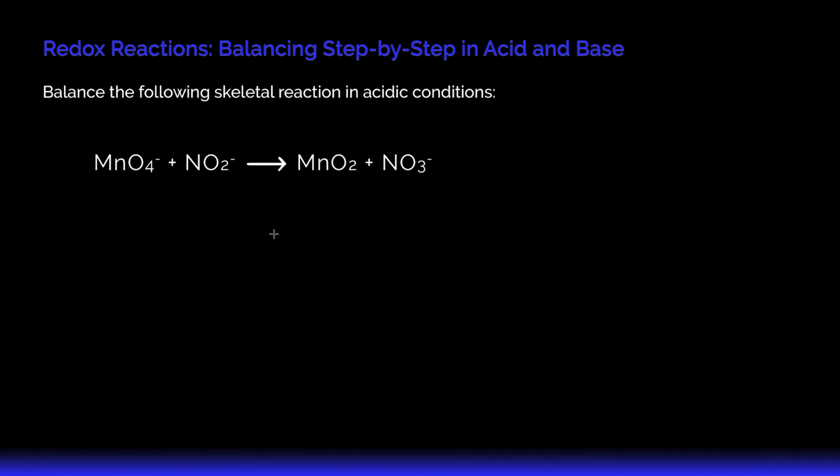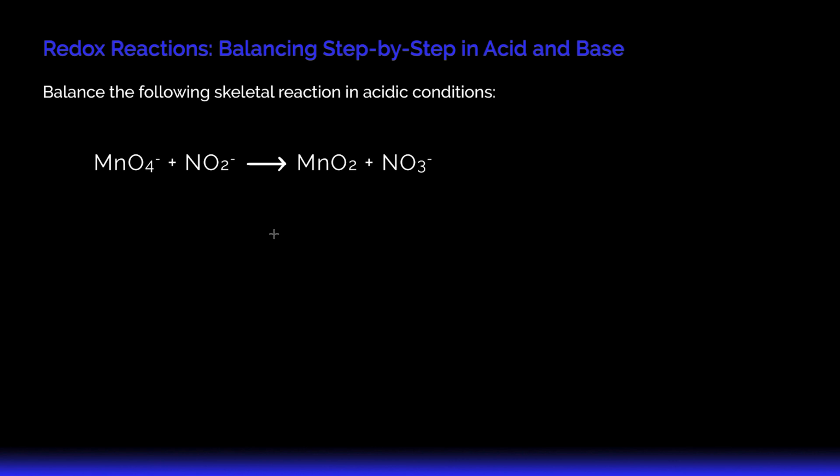Balancing redox reactions in acidic and basic conditions can be a pretty straightforward process once you get down the steps that you need to take in order to balance both the chemistry and the electrons of the chemical reaction. We're going to look at two different ways of approaching these types of problems. One is sort of the drawn out step-by-step method, and the other method actually uses oxidation numbers and your understanding of redox reactions in order to make a more streamlined process.